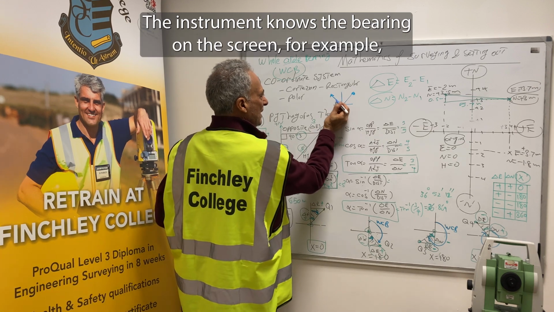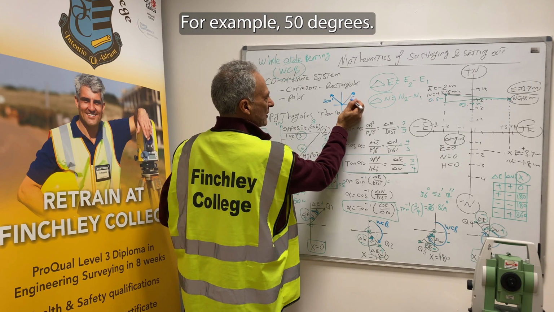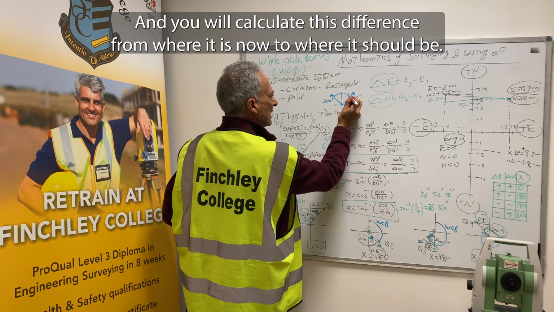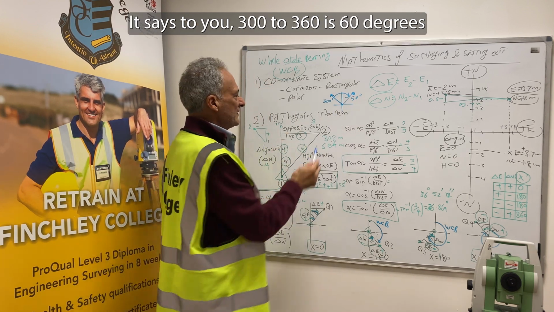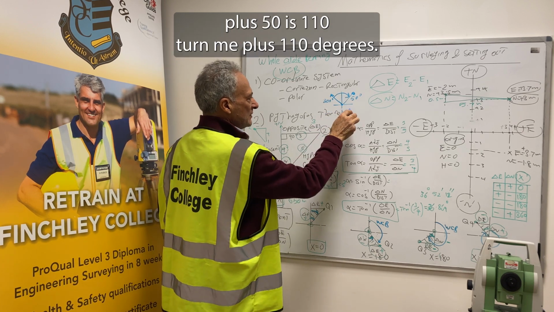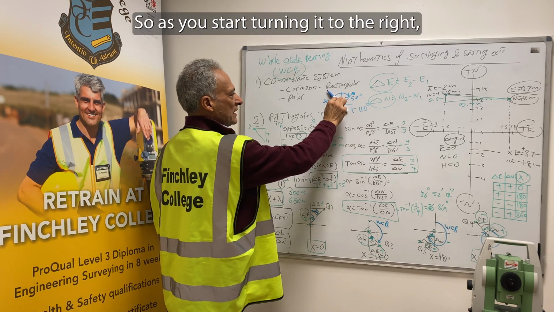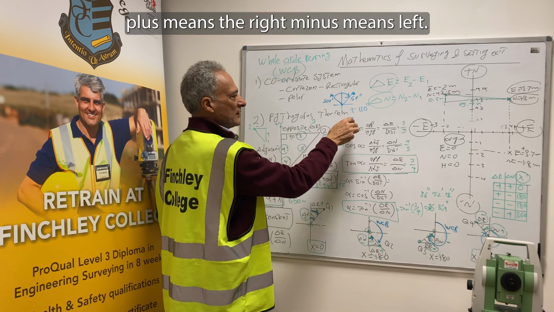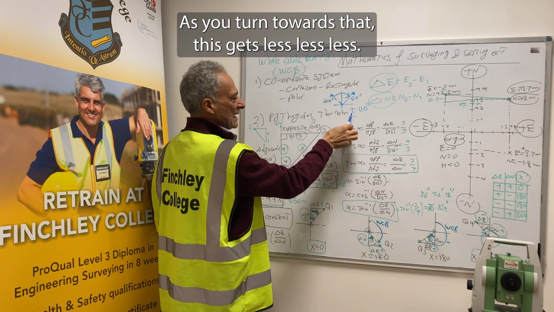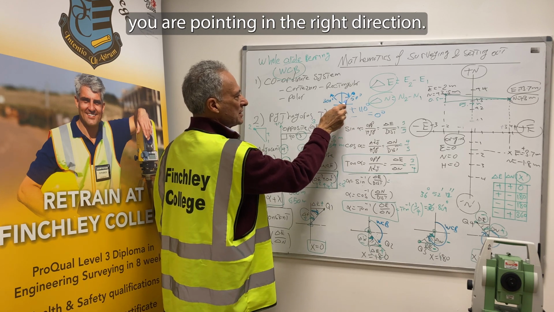The instrument knows the bearing on the screen, for example, is 300 degrees. It's calculated this bearing, for example, 50 degrees. And it will calculate this difference from where it is now to where it should be. It says to you 300 to 360 is 60, plus 50 is 110. Turn me plus 110 degrees. So as you start turning it to the right, plus means the right, minus means left. As you turn towards that, this gets less, less, less. When this becomes 0 degrees, you are pointing in the right direction.